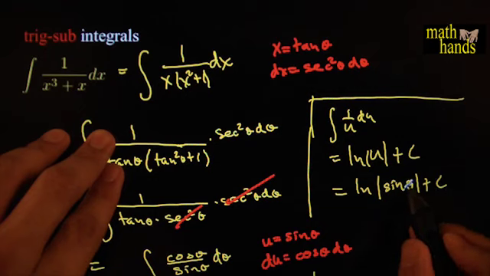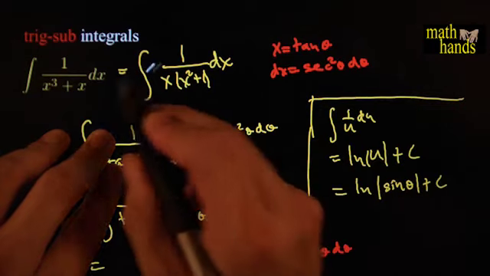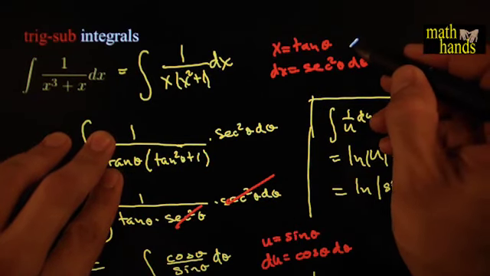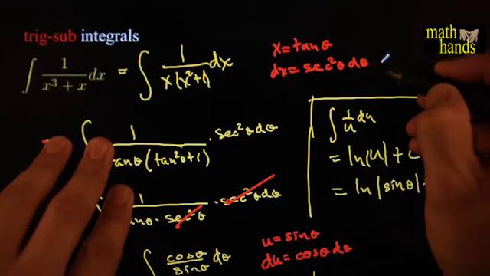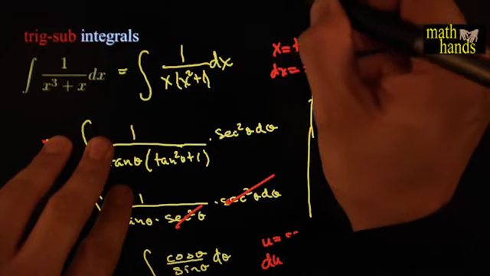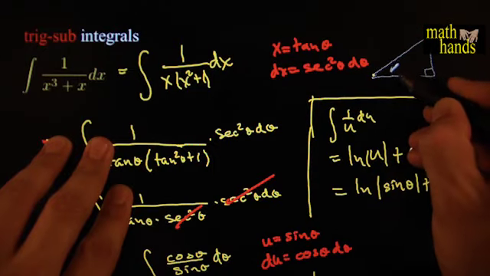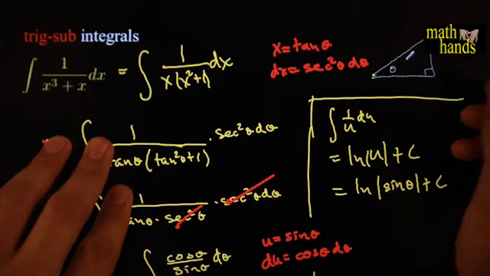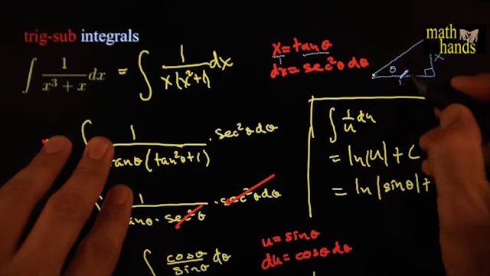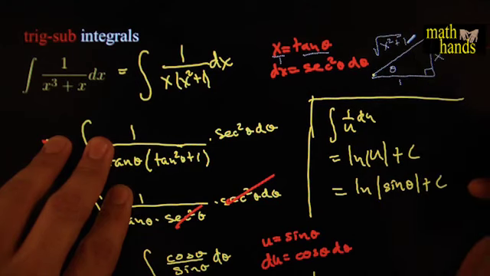Oh, wait a minute, now I gotta change back my thetas. I had x's. The original problem was in x's. So let me make a little triangle here. I'll make my triangle in white. This is theta. Tangent theta is equal to x over 1. So x over 1, that's opposite over adjacent. This would be the square root of x squared plus 1. Stop me if I'm lying.